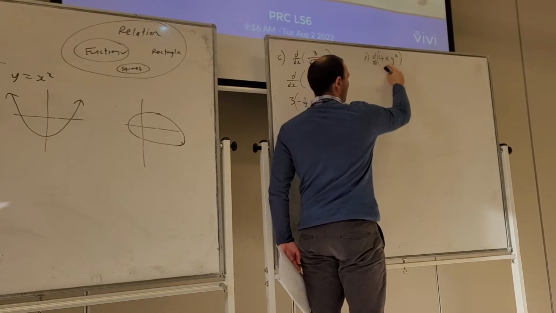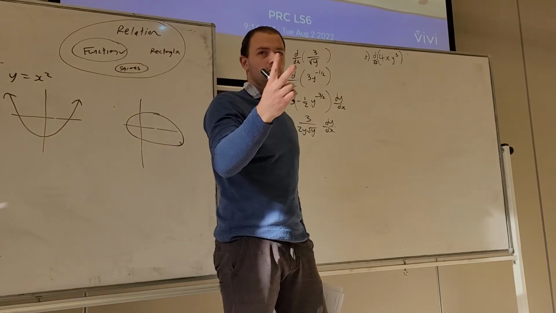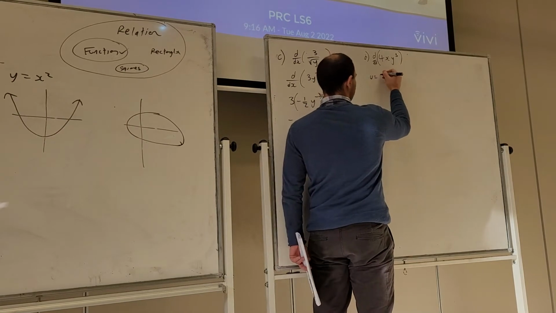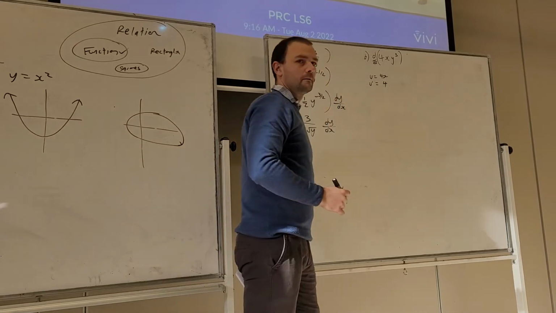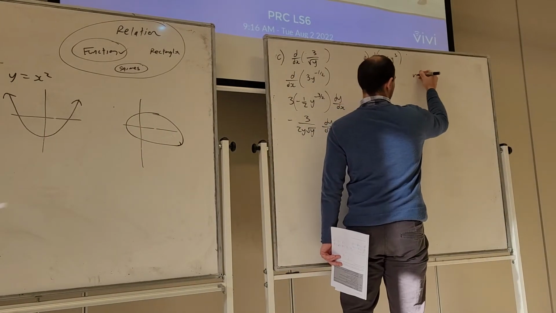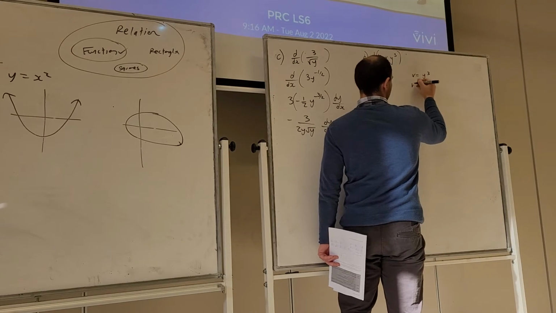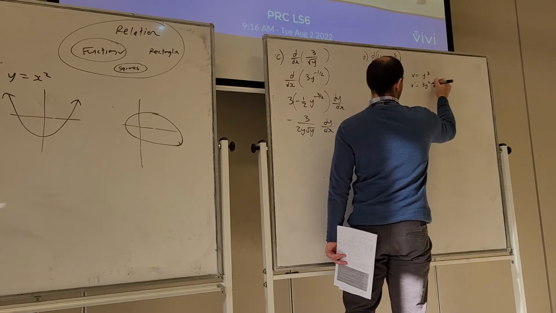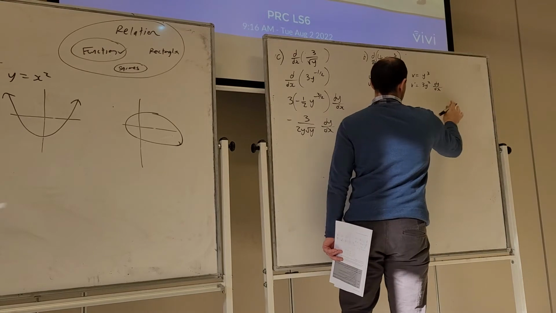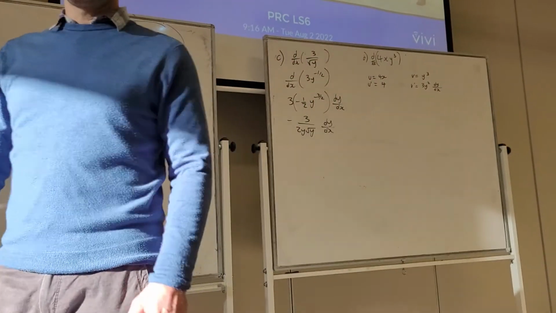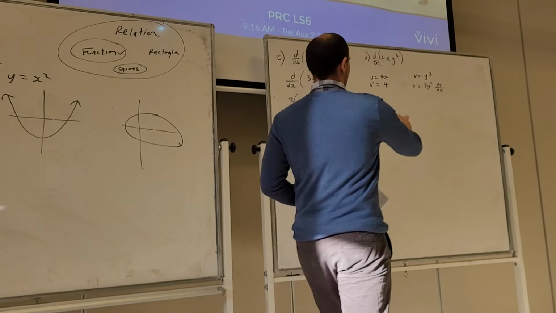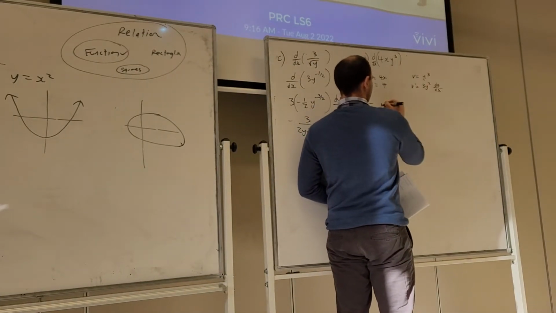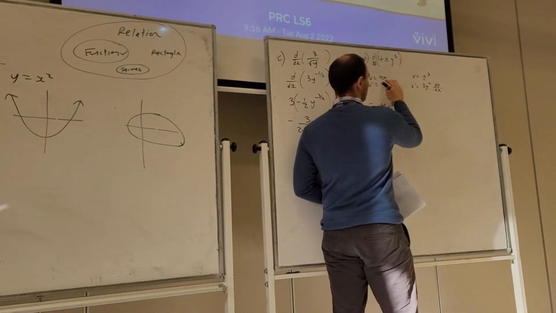We have 4x multiplied by y cubed. We have two functions. So we're going to go u is 4x, which means u dash is 4. v is y to the power of 3, which means v dash is 3y squared dy on dx. Okay? Anytime we differentiate y, we have to put dy on dx. And then it's just product rule, just smash it together. The answer is going to be u dash v plus u v dash.